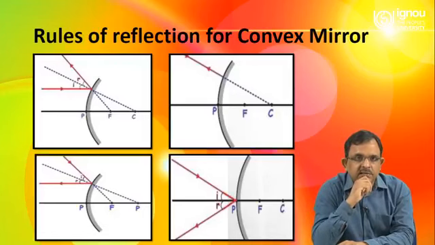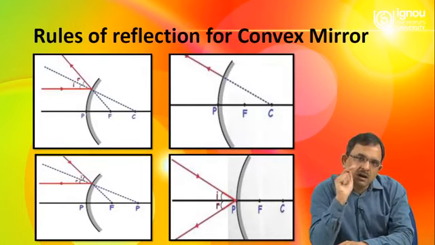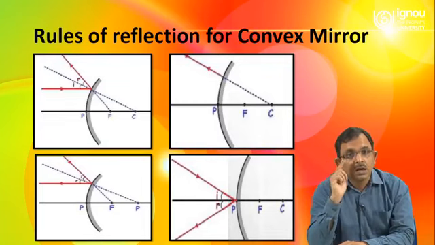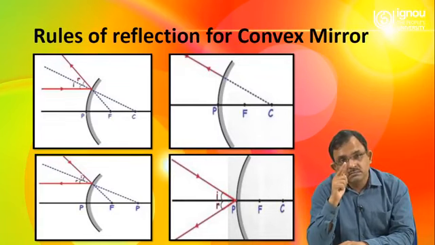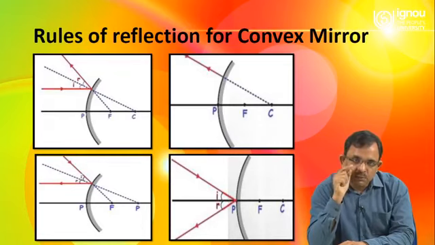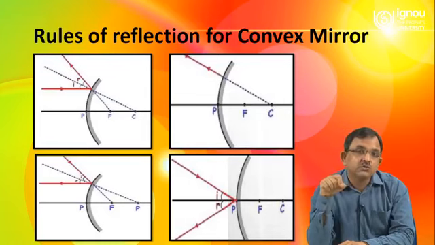Let us see some examples. Here you can see that if a ray is coming parallel to the principal axis on a convex mirror, it is being reflected in the opposite direction, but if you extend that line, it will touch the focus.